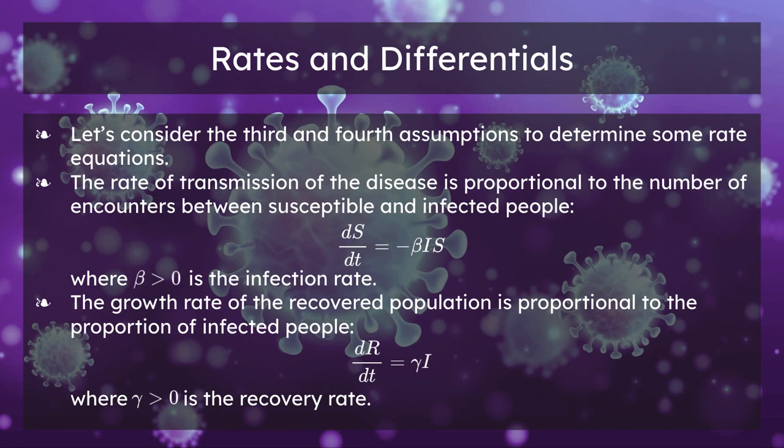Okay, and then our fourth assumption was that the growth rate of the recovered population is proportional to the proportion of infected people. So here we're describing movement from the I group to the R group. And so really what we're describing is the growth rate of the R group. And that's just equal to the number of infected people times the scaling constant. Here we're using gamma as the recovery rate.